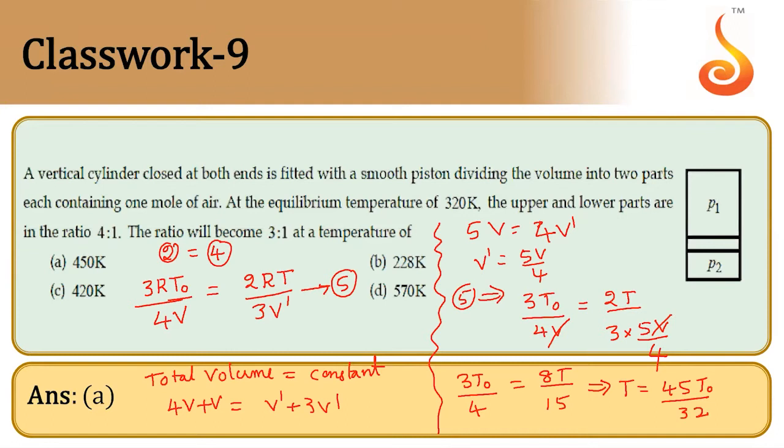T naught value substitute 320 Kelvin. You will get T equal to 450 Kelvin. 450 Kelvin. So at that temperature, the volume ratios will become 3:1. Okay, understood, children? Understood? Copy that.